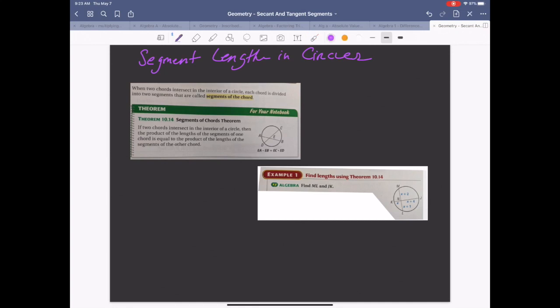So what that leaves me with is (x + 2)(x + 1) is the same as x(x + 4). So now all I have to do is distribute to expand these binomials. So a little refresher: x times x is x squared, x times 1 is plus x, 2 times x is plus 2x, 2 times 1 is plus 2. Equals x times x is x squared, x times 4 is plus 4x.